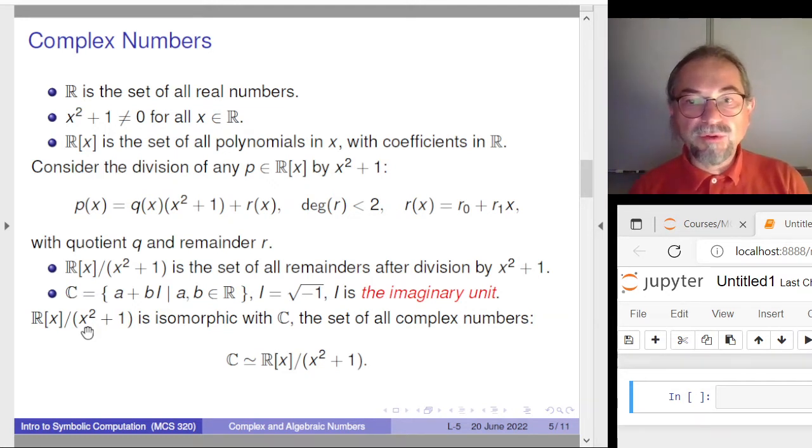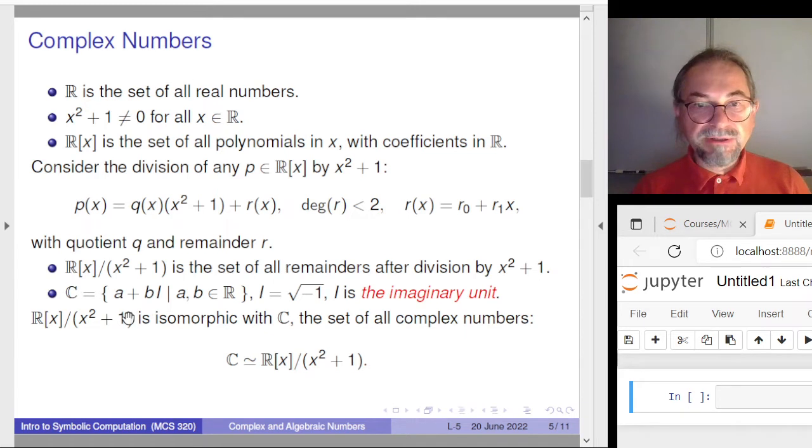Well, the remainder consists of a constant part and then a coefficient with x, r1. Now every complex number has a real part, what is here denoted as a on the slide, and then also a coefficient with the capital I, the imaginary unit. So in a leap we can identify the quotient ring, the set of all remainders, with the set of complex numbers.